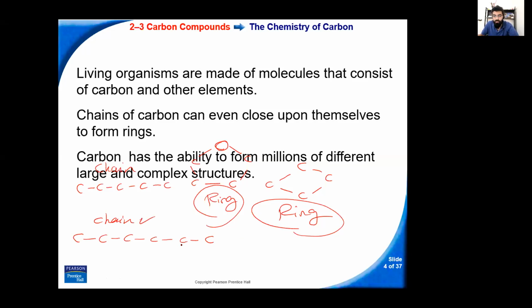Carbons can also link together in ring shape. How? Carbon links with carbon, with carbon, with carbon, like this. Look at every carbon. It has a bond with the next carbon and the previous carbon, right? So this is called ring shape, and this is called chain shape or linear shape. Easy? Okay, the next step now.